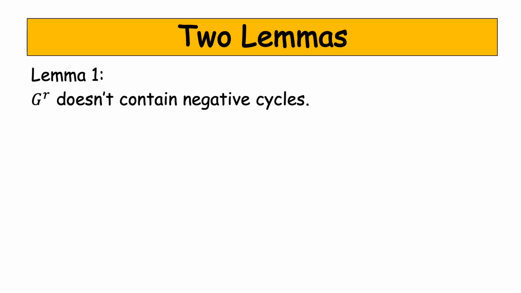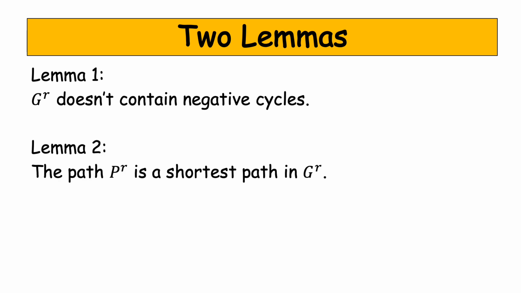Now I'm going to state two lemmas regarding the graph GR. The first one is that the graph GR doesn't contain negative cycles, so the transformation of replacing the path P with PR hasn't created negative cycles. And the second lemma is that the path PR is the shortest path in the graph GR. So we assumed that the graph G doesn't contain negative cycles and that the path P is the shortest path in G. And now, in the new graph GR, we know that there are no negative cycles and also that the path PR is the shortest path in GR.